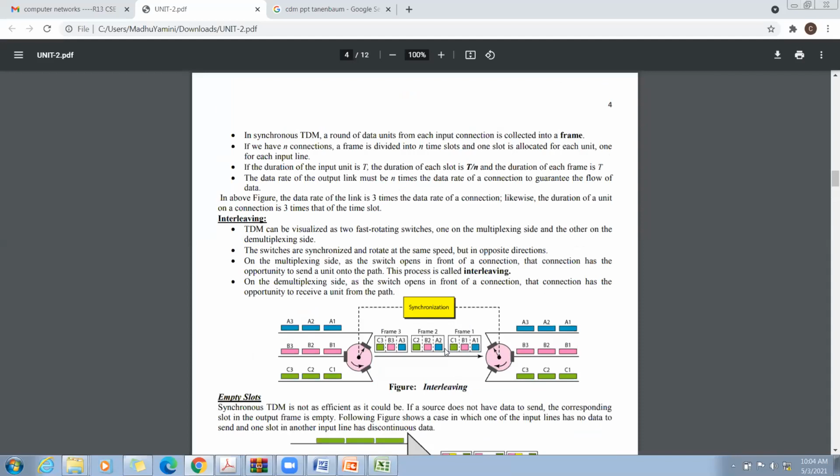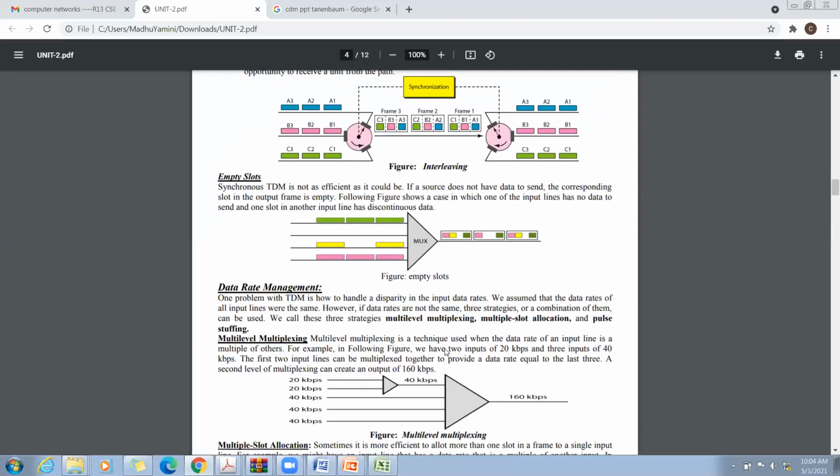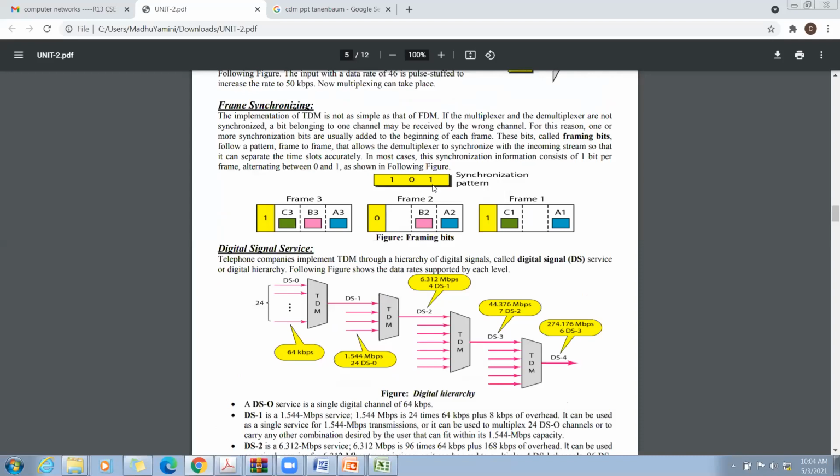Observe here once. The same is here too. There is 101. For this frame we took this 1 in the synchronization pattern. For frame 2 we took 0. For frame 3 we took 1. Sir, just think about it, why we have taken those bits and what is the meaning of taking synchronization bits. Okay.